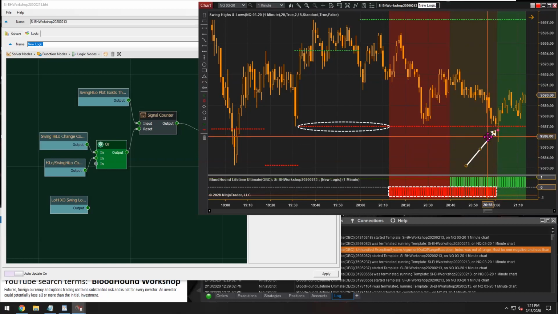But let's say you actually want to identify breaks. You want to identify price breaking a swing high or swing low only after that swing high or swing low has existed for at least 40 bars.